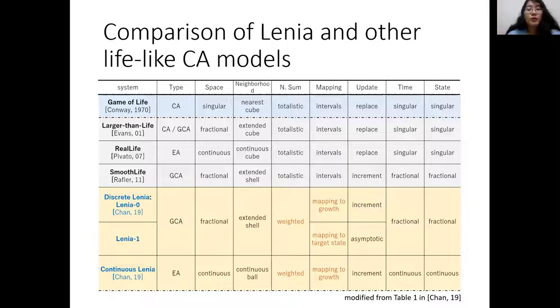This shows the comparison of life-like CA models. The yellow part shows the Lenia family, including the proposed model Lenia 1. I won't explain details of this table, but specifically, SmoothLife is most similar to Lenia, and actually, SmoothLife can generate similar patterns found in Lenia. The difference is generalization in mapping and updating in Lenia. Anyway, focusing on the universal properties of the generated patterns in these models seems a challenging topic.